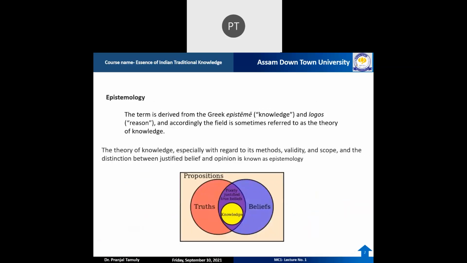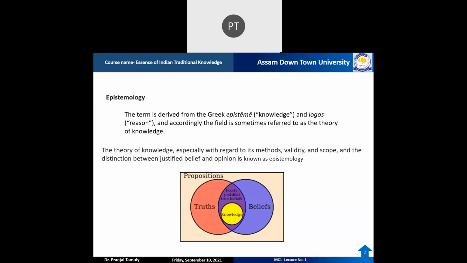So what do we mean by epistemology? The term is derived from the Greek words episteme, that is knowledge, and logos, that is reason. According to the field, it is referred to as a theory of beliefs. The theory of knowledge, especially with regard to the methods, validity, scope, and the distinction between justified belief and opinion, is known as epistemology.